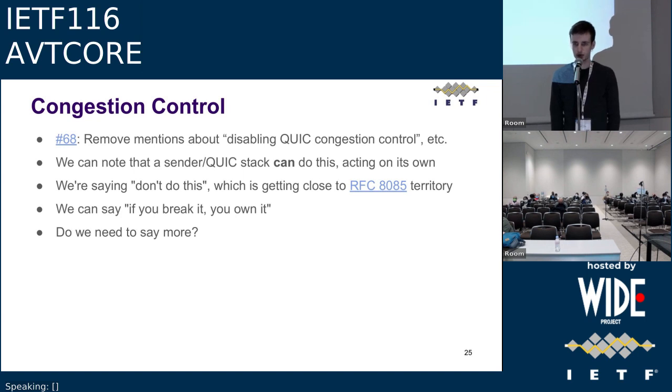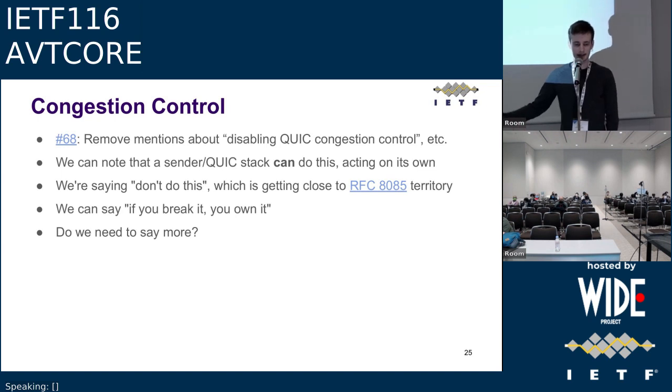Issue 68 is about removing mentions about disabling QUIC congestion control. I think that was one of the parts which was quite confusing in previous versions of the draft, or is still in the current version. Again, we will come to terminology about different terms regarding congestion control in the next slide, but we want to remove this explicit "disable QUIC congestion control", because it sounds wrong. And we want to note that a QUIC sender or stack can do this if it's acting on its own. But of course, we say don't do this, and if you do it, do something else instead.